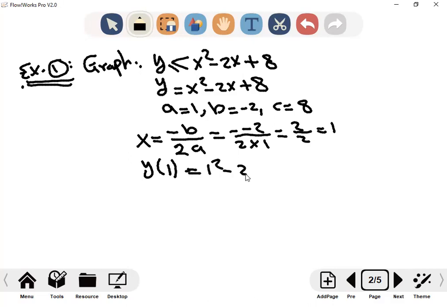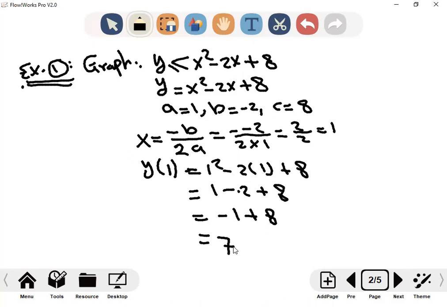1 power 2 minus 2 by 1 plus 8. 1 minus 2 plus 8 is 7, right? So we have the vertex. What is it? The vertex is 1 and 7. Remember? The vertex is 1 and 7.